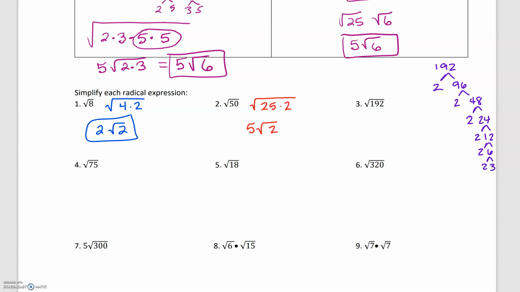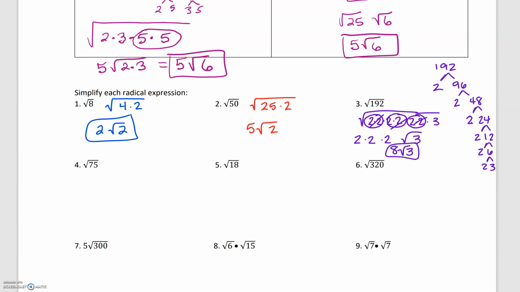So I have 2 times 2 times 2 times 2. So I have 1, 2, 3, 4, 5, 6 2's, and a 3. Okay. So I'm looking for groups of 2. There's 1, there's 2, there's 3. So a 2 gets to come out. There's that group. Another 2 gets to come out. Another 2 gets to come out. And the 3 has to stay home. And so 2 times 2 times 2 is 8.